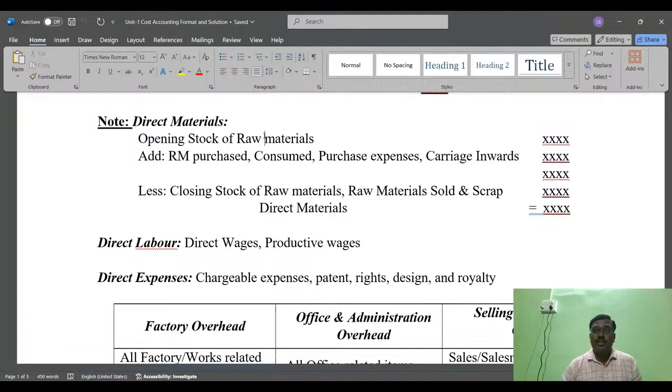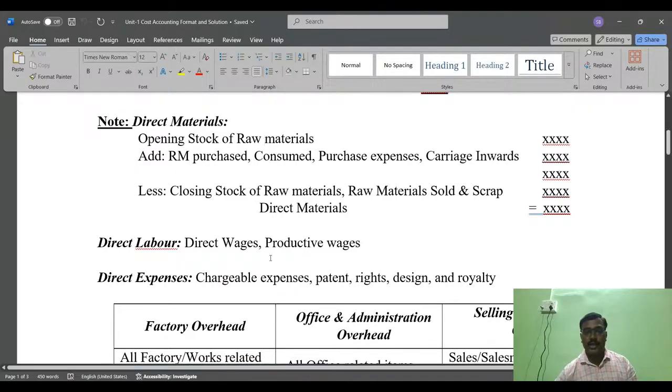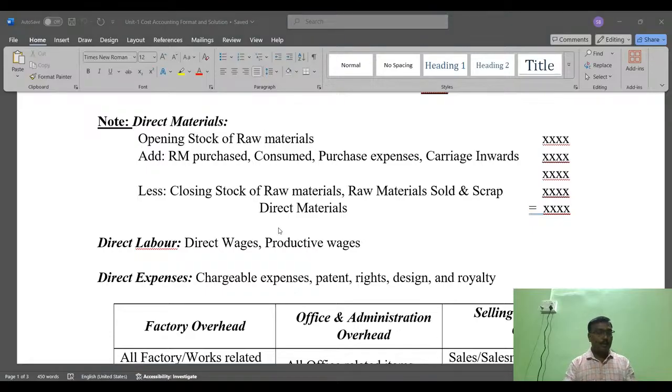So how much have we consumed? In this case, 200, because opening stock is 1,000 and closing stock is 800. So the remaining 200 has gone for the production of these goods in this year. You got the point. In that way, we are identifying the cost of direct material, the amount of direct material. Is it okay? Let me give another example.